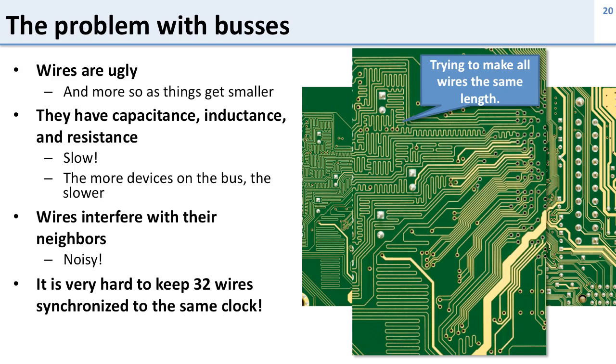Now it's not just the lengths of the wires that's a problem. If you look at all these holes, these are vias. Each time a wire goes through a circuit board, it adds capacitance and inductance to the wire and slows down the wire. So you need to balance the length, you need to balance the number of vias you have, and a whole bunch of other things to make sure you can run your wires quickly.